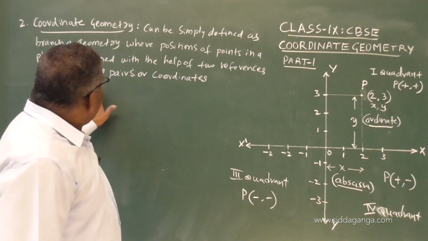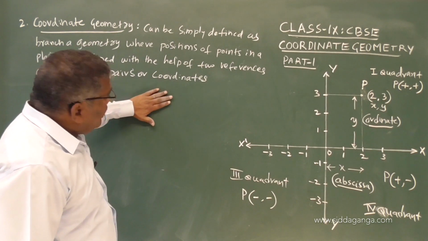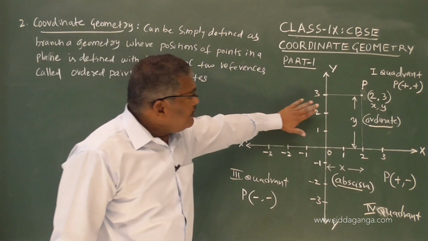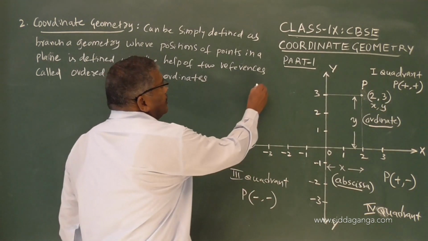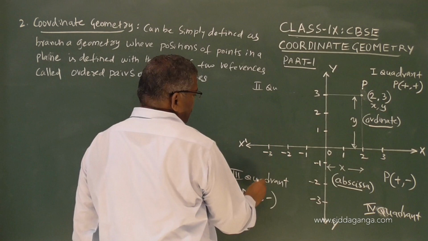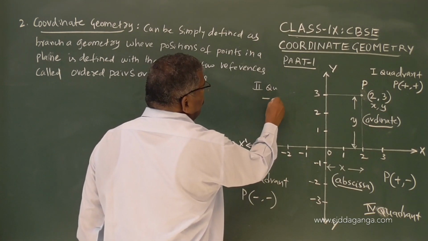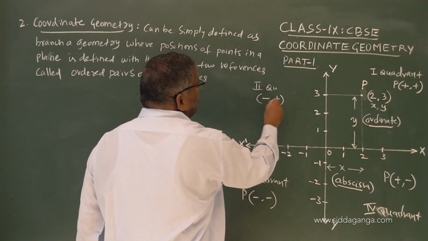So now what you do is, at this stage you write this entire sketch. So this is the second quadrant, this is the third quadrant. In the second quadrant, x is negative, y is positive.